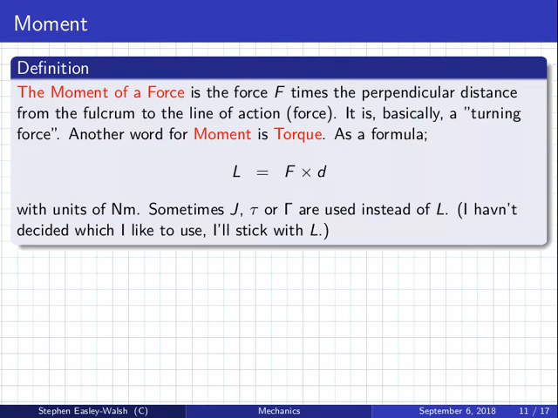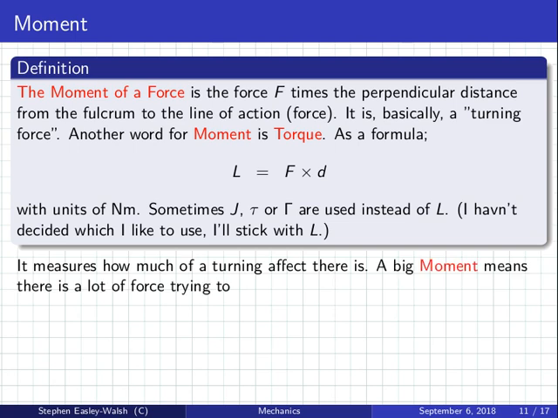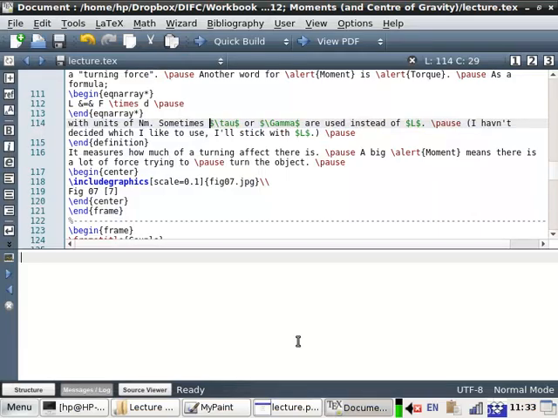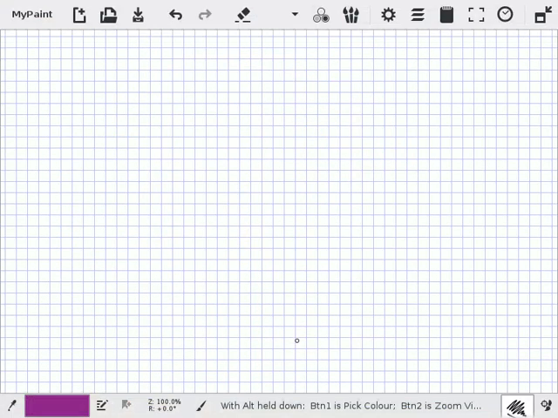It measures how much of a turning effect there is. So a big moment means there's a lot of force trying to turn the object. So look, I'll explain this in more detail. So you can see here the man lifting the planet with a great turning force. But I think you kind of have a good feeling of this.